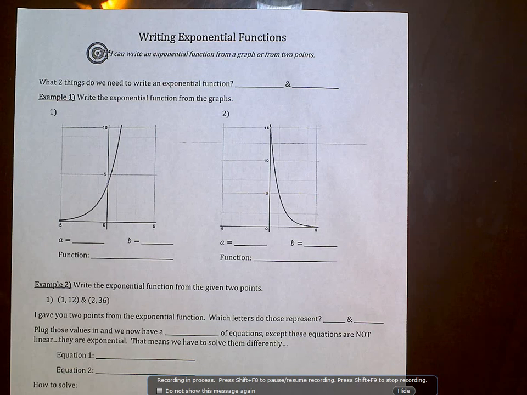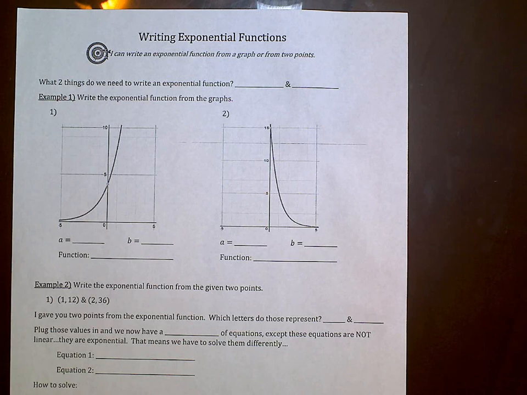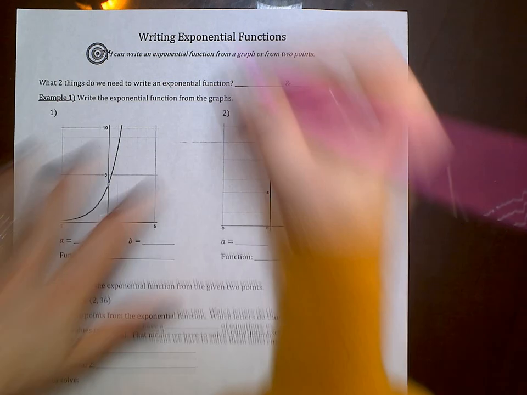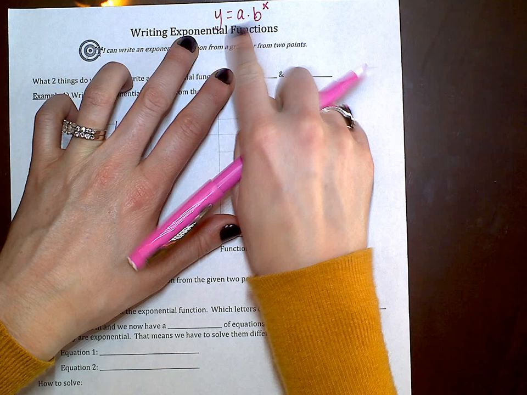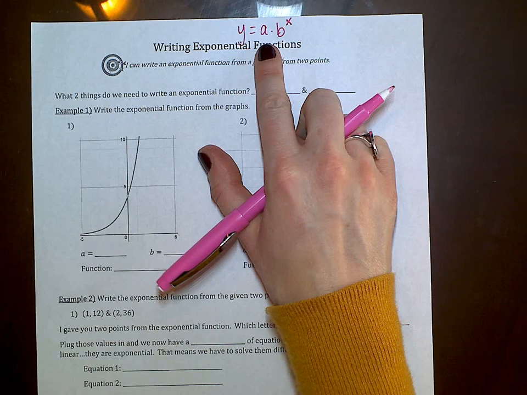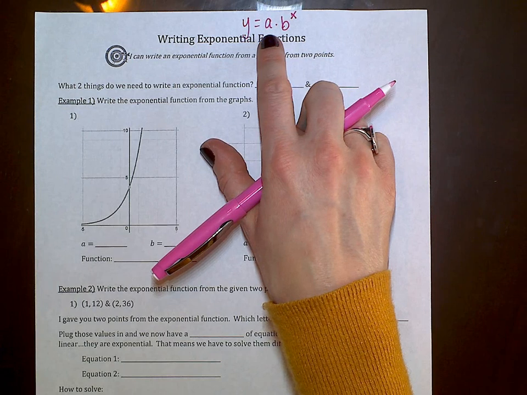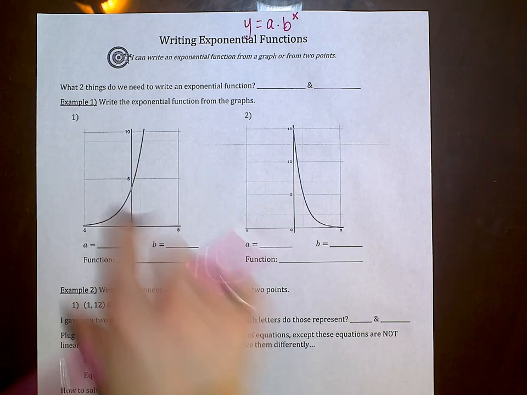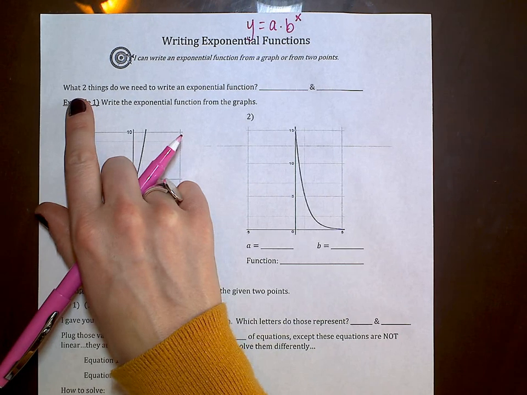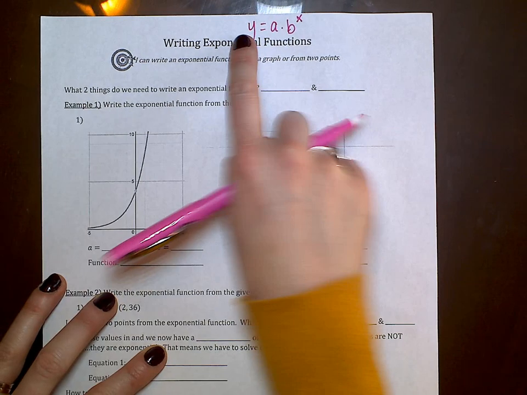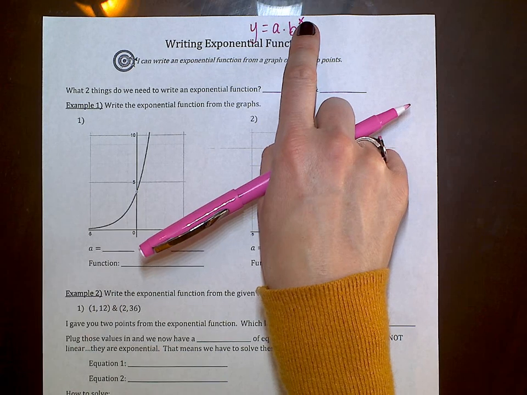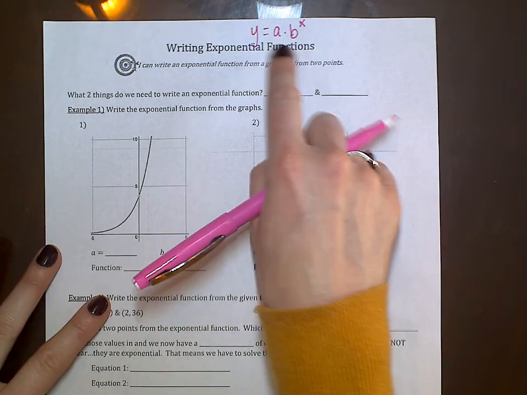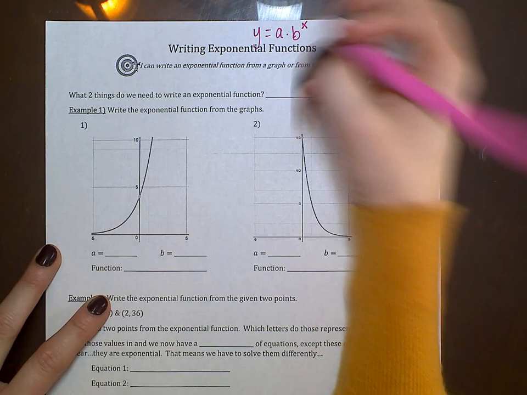This is our last lesson for our exponent unit, and we're going to be writing exponential functions. Now, remember the last couple lessons we've been talking about exponential functions, which is just something of the form y equals a times b to the x. Now, think about what two things you need to be able to write one of these equations. You never need to plug in for y and x to write the equation. You just need the other variables, so that would be a and b.